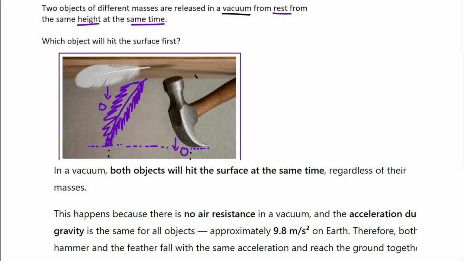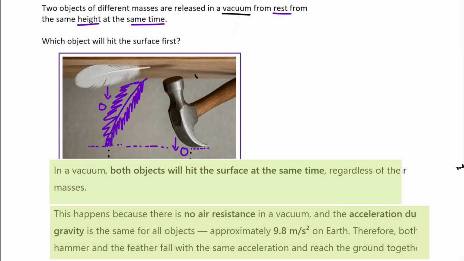Here's what you can write. In a vacuum, both objects will land at the same time regardless of their masses. This happens because there is no drag in a vacuum and the acceleration due to gravity is the same for all objects. So both will fall with the same acceleration, which is 9.81 meters per second squared on the earth, and reach the ground together.